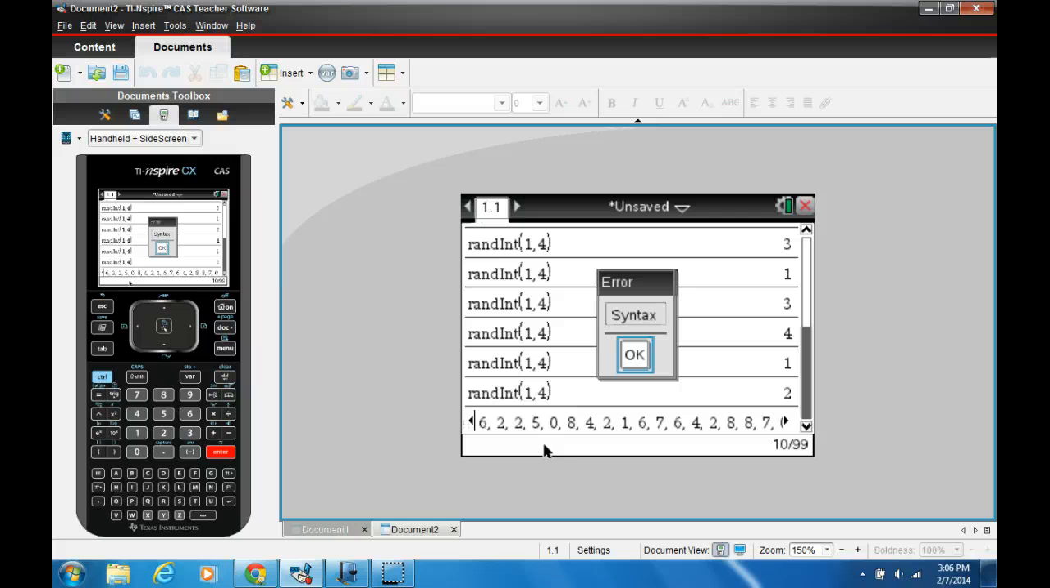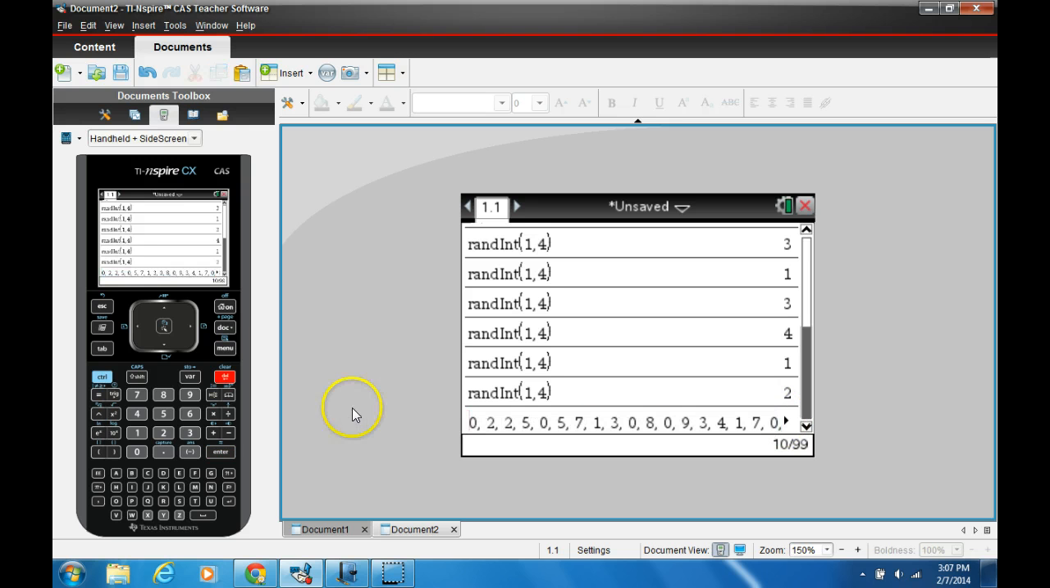Okay, syntax error. Okay, so now I'm going to write randInt, and I'm going to say 0 to 9. You didn't make the I capital. Yep, I know. And I'm going to say 24.